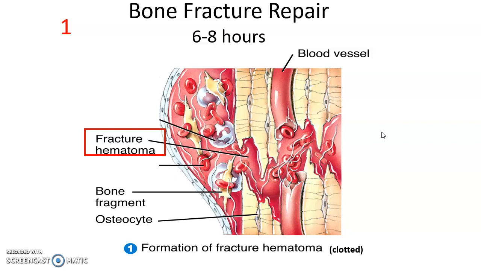Bone fracture repair. Well, first thing that happens after you break a bone is bleeding internally. You are going to damage blood vessels. And of course, to stop that bleeding, a blood clot will form. It'll be an extremely large blood clot referred to as the fracture hematoma. So blood clot, fracture hematoma. At the same time, a lot of bone cells will die because they're not getting enough blood supply.